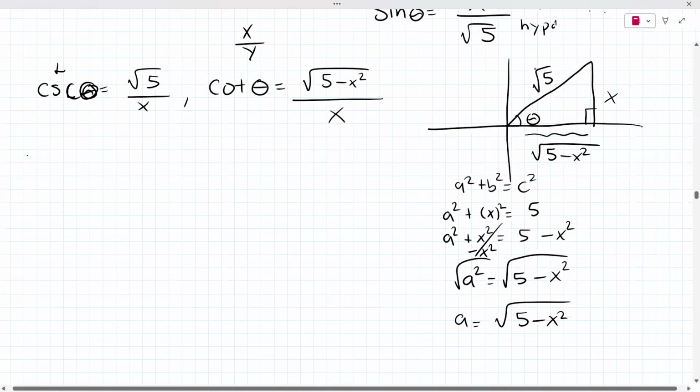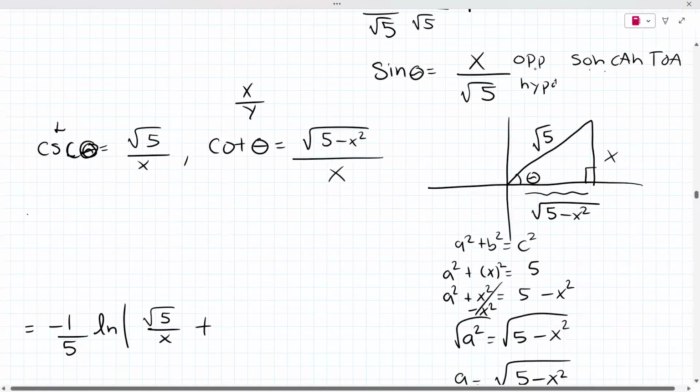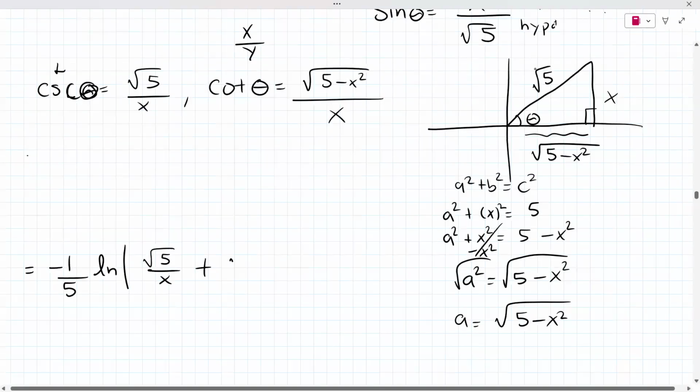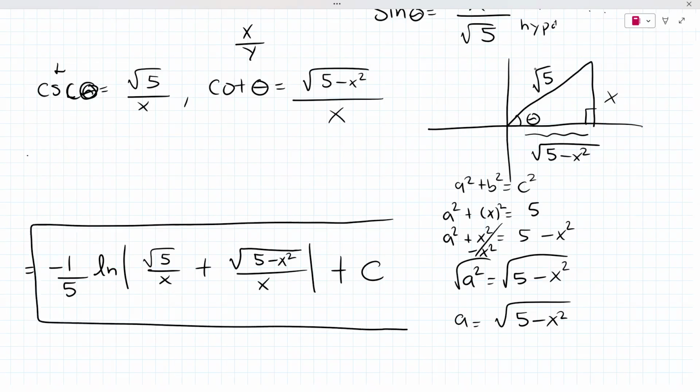Okay, so our final answer will be negative 1 over radical 5 ln of the absolute value of cosecant theta, which is radical 5 over x, plus the cotan theta, which is square root of 5 minus x squared over x, plus c. Okay, so yeah, this technique is the trig substitution method.